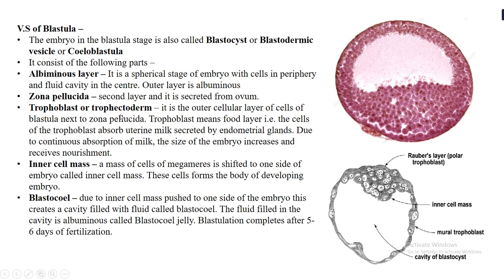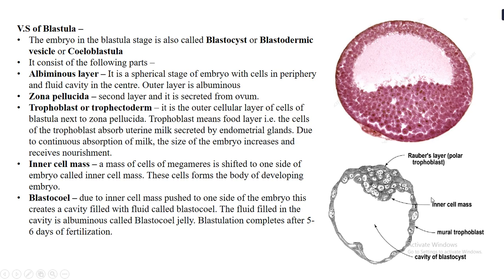Then the trophoblast, or trophectoderm, is the outer cellular layer of the blastula next to the zona pellucida. Trophoblast means food layer. The cells of the trophoblast absorb the uterine milk secreted by the endometrial glands, and due to this continuous absorption, the size of the embryo increases as it receives nourishment. So the size will keep increasing as the trophoblast absorbs the nourishment.